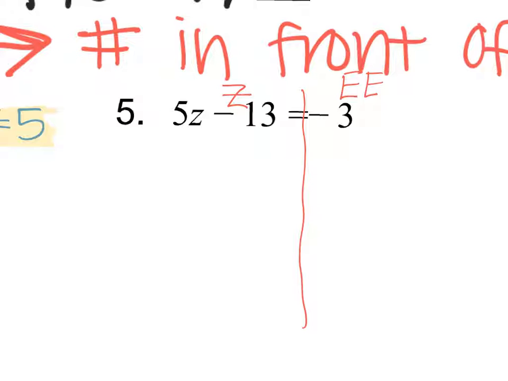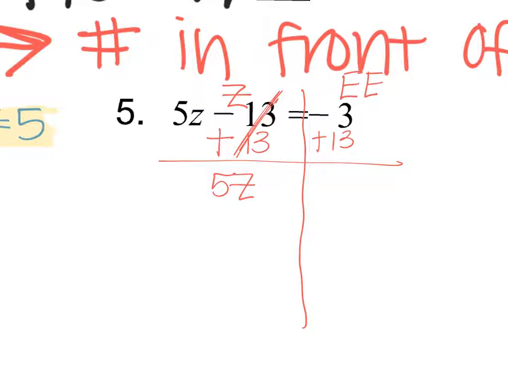Well, 5z gets to stay on the left because he's got a z in it, but negative 13 has got to go. And the inverse of a negative is adding a positive 13. And whatever I do on the left, I've got to do to the right. Well, negative 13 plus 13 is 0. It goes away. So I still have this 5z on the left equals negative 3 plus 13 is positive 10.